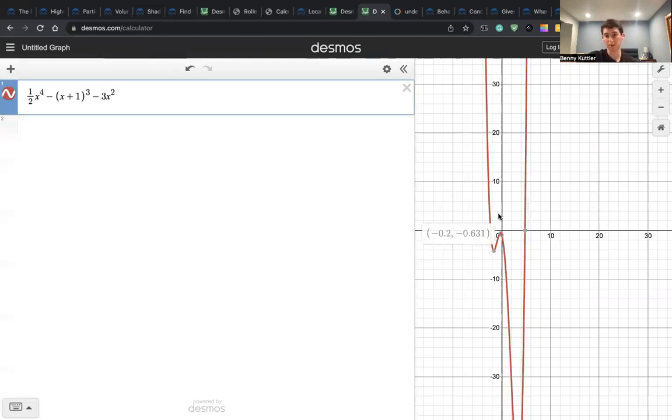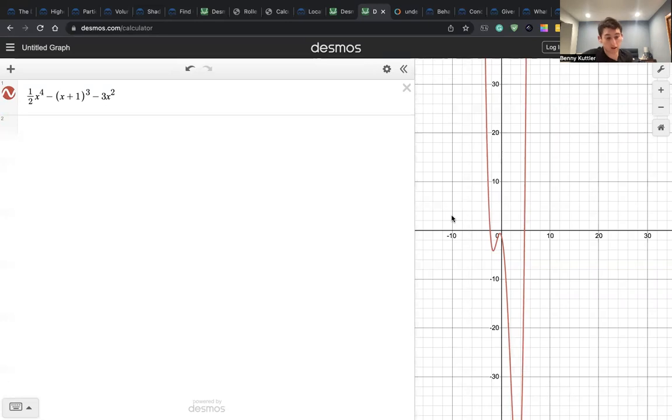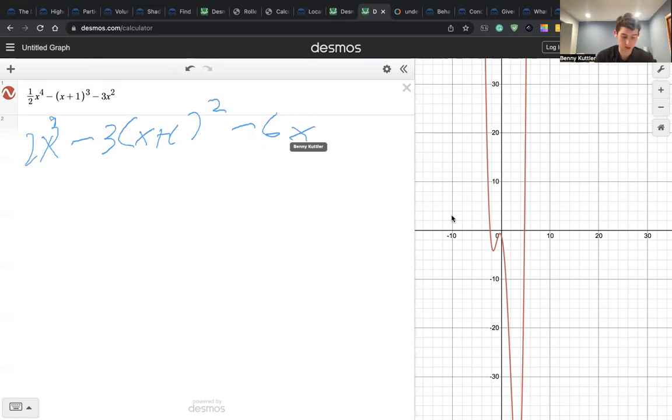We can find it because we have the graph here, but let's do it analytically because we might not always be given the graph. So to compute the second derivative, we can use the power rule. First derivative is 2x cubed minus 3x plus 1 squared times the derivative of x plus 1, which is just 1. So I'm not going to include that, minus 6x. And then if we take another derivative, we have 6x squared minus 6x plus 1 minus 6. And this is our function.